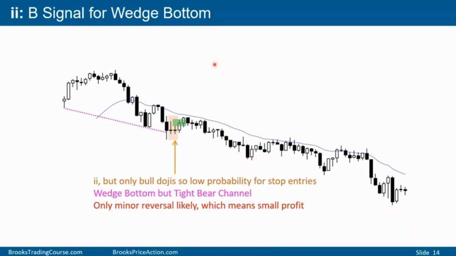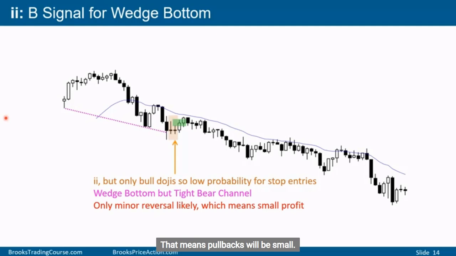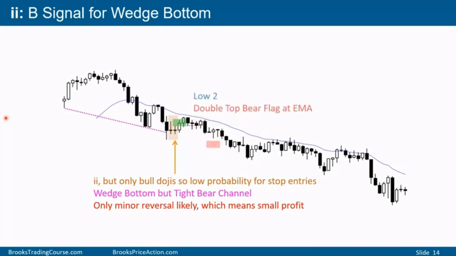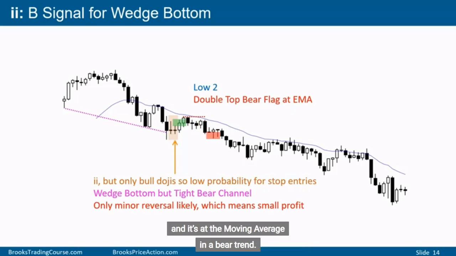Tight bear channel, terrible for stop order bulls. When the market's in a tight bear channel, you don't want to be buying with stops above bars because it's a small pullback bear trend. That means pullbacks will be small. There'll be a bar or 2 and not go very far. More likely sellers above bars than buyers above bars. You don't want to be buying above bars. This is what I talked about, micro double top, up, down, and then up here, and then a bear bar closing near its low. And it's at the moving average in a bear trend.